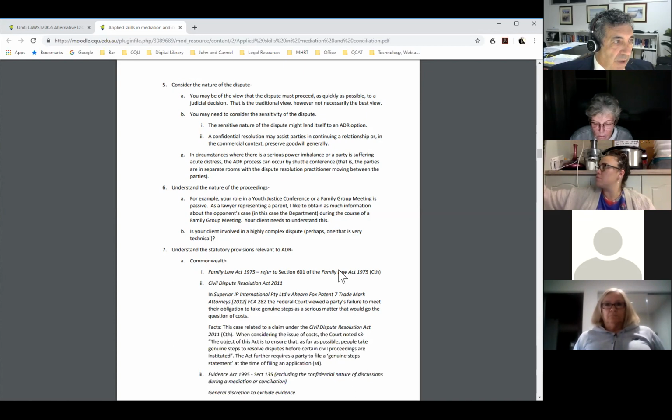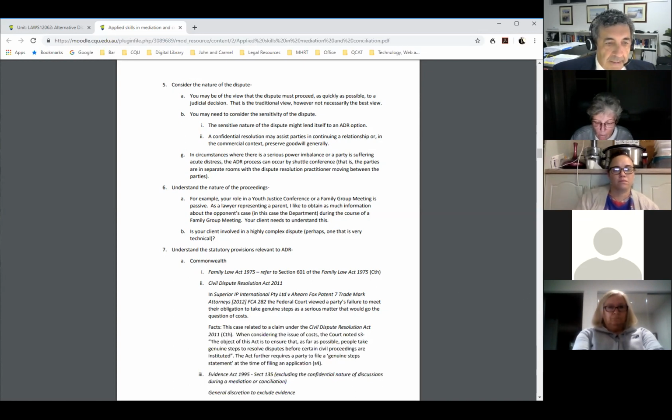Now, sometimes there might be a serious power imbalance, and I mentioned that earlier in the context of domestic violence. So if there is a serious power imbalance or a party is suffering acute distress, ADR could occur by way of shuttle, which is where the parties are in separate rooms and the dispute resolution practitioner moves between the parties rather than having them in a room.